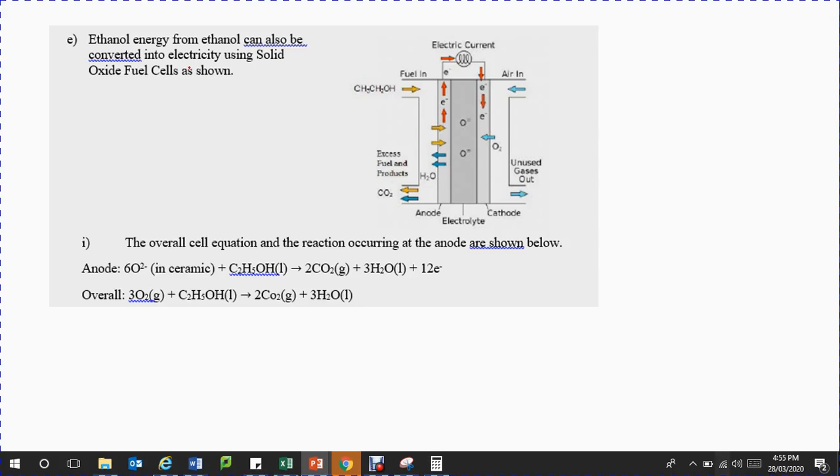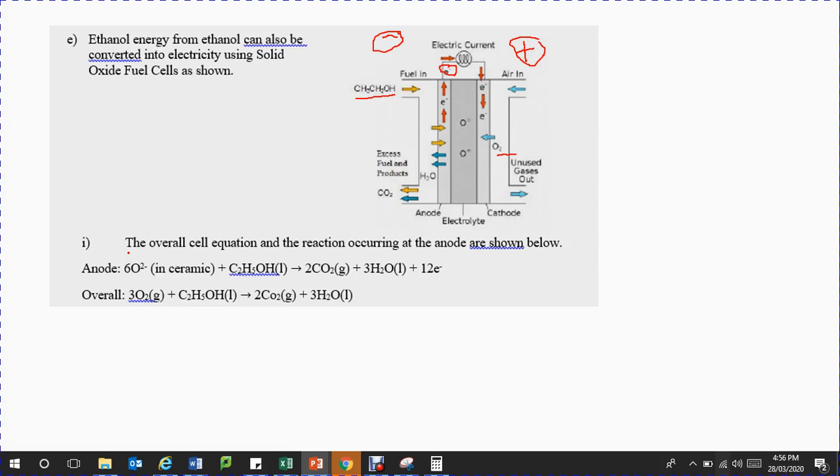So I've got ethanol energy from ethanol can be converted into electricity. So it tells me what my fuel is going in. I've got my ethanol going in, and I've got air, oxygen going in. It tells me up here my electrons are moving in this direction, so this would make it the anode. This is my cathode. So ethanol's undergoing oxidation and the oxygen here is undergoing reduction. So I've had a look at that from my diagram and some of the information I've gathered.